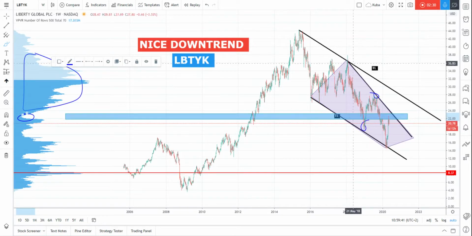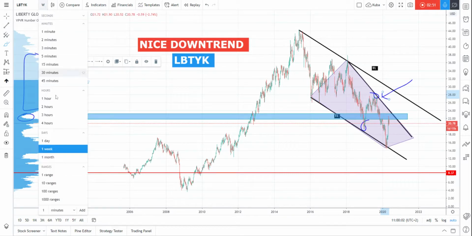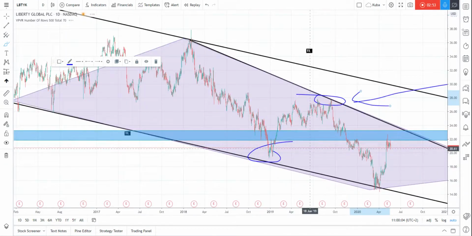And if you look at this trend line, you can see that at the same place we have a trend line and also the resistance level because of the volume profile. So that's the reason why this support resistance level is more serious. Now we can switch to the daily chart and we will see what happened.